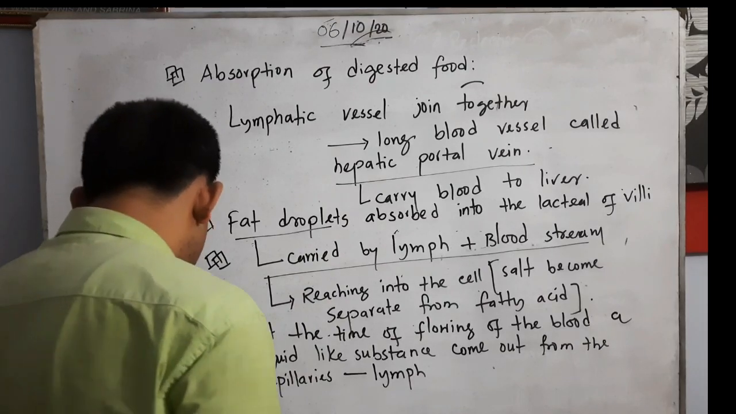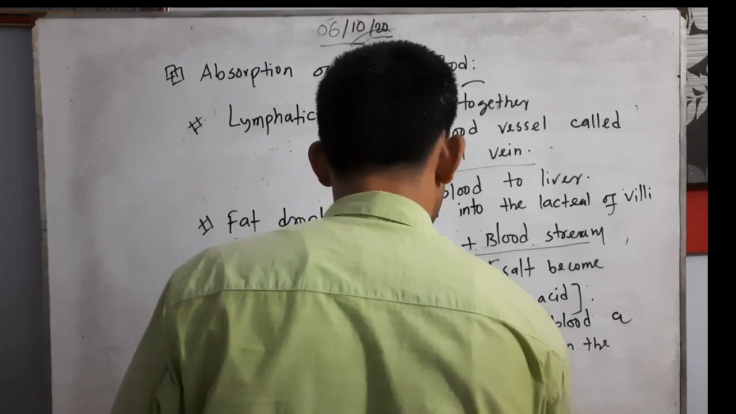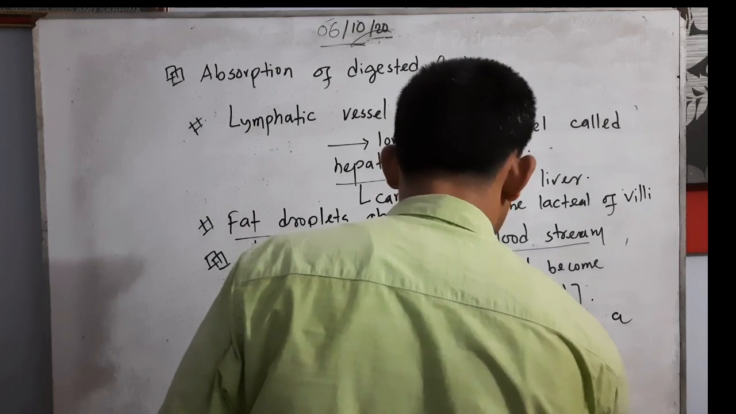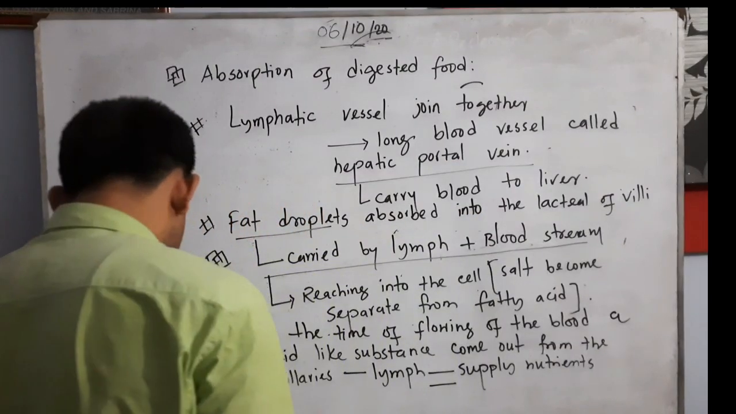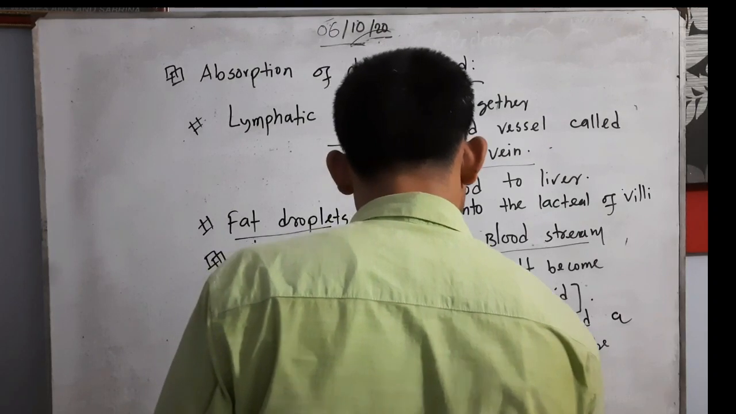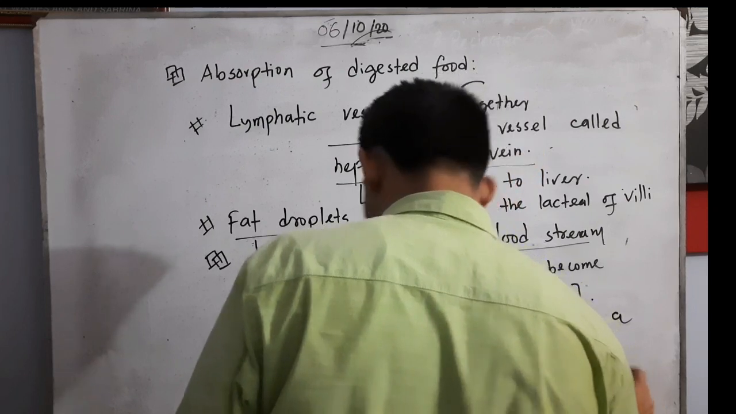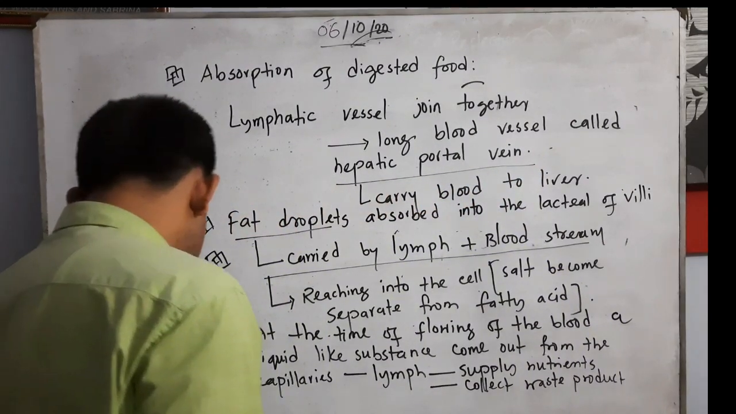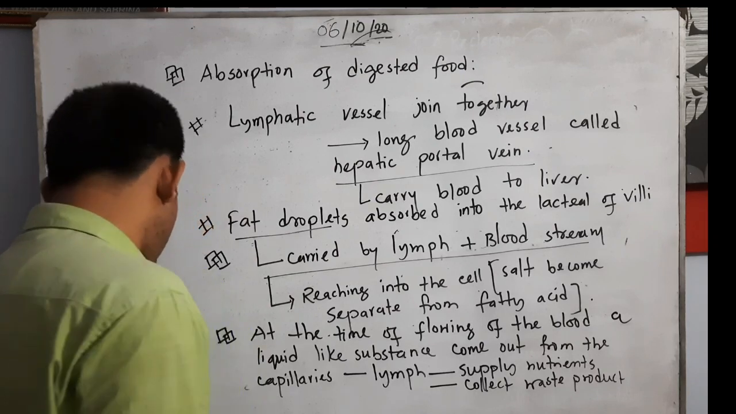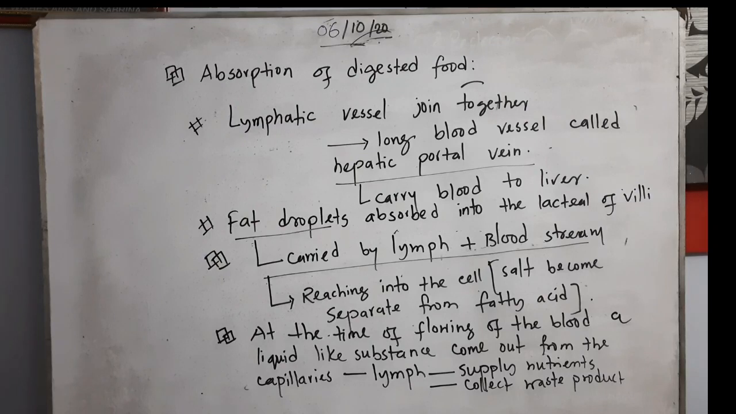Lymph supplies nutrients to the cell. Not only does it supply, it also collects the waste product. And then after absorption, the rest of the chyme reaches the colon. That means, the very last one we can write, is what is going on there.